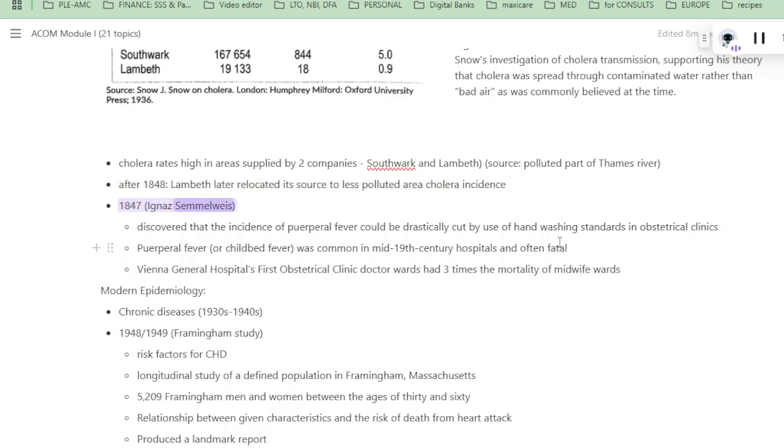1847, Ignaz Semmelweis discovered that the incidence of puerperal fever could be drastically cut by use of hand-washing standards in obstetrical clinics. Puerperal fever, or childbed fever, was common in mid-19th century hospitals and often fatal. Vienna General Hospital's first obstetrical clinic doctor wards had 3 times the mortality of midwife wards.